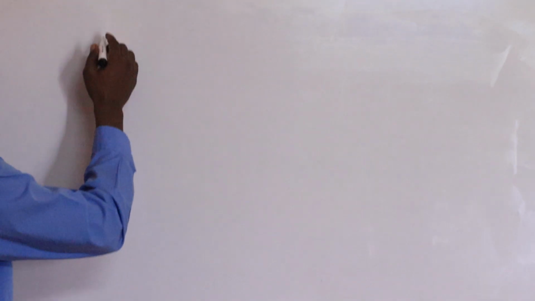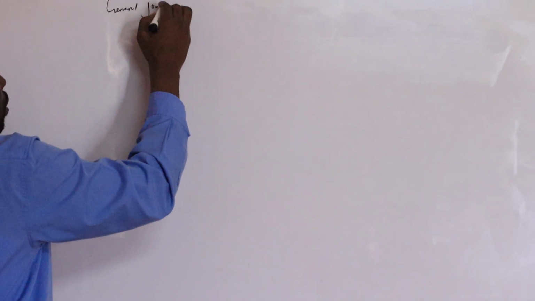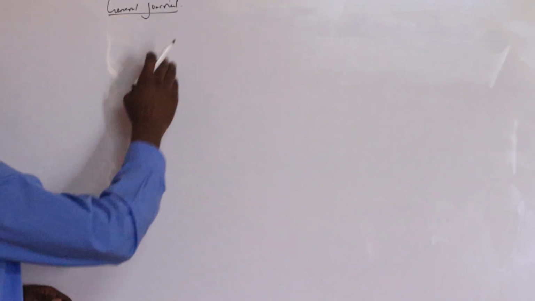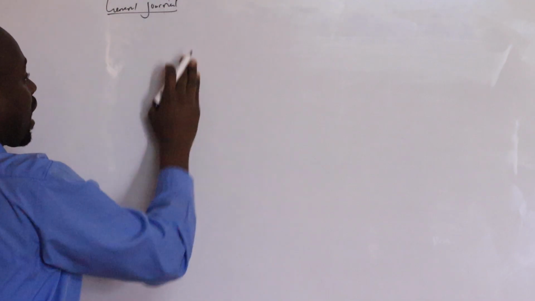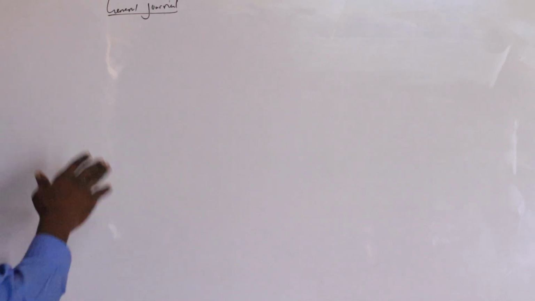Now, we have what you call the general journal. What about it? This one cannot record purchase of goods. First of all, it does not record cash transactions. The cash transactions will go to the cash book. Those that can't go to the cash books will come here.